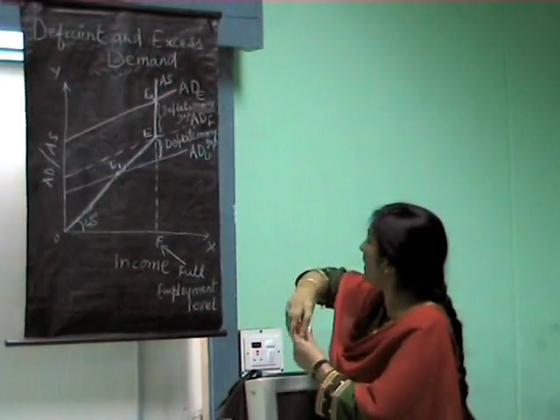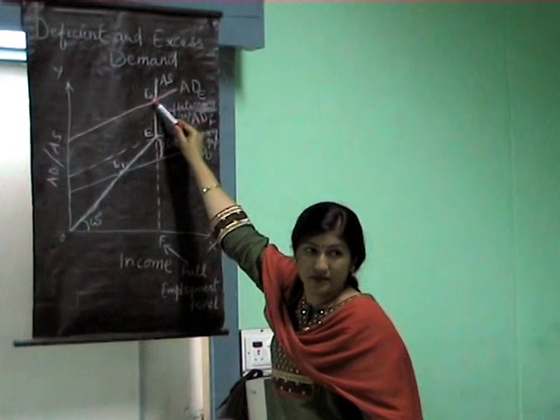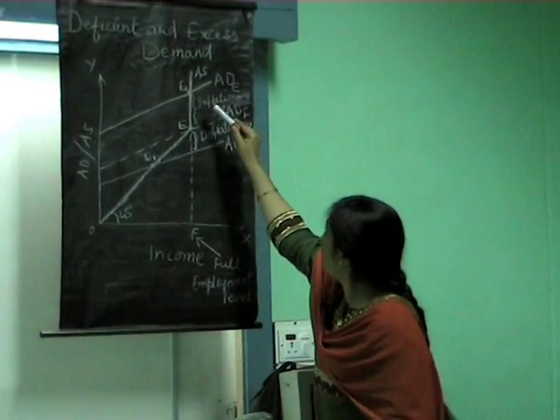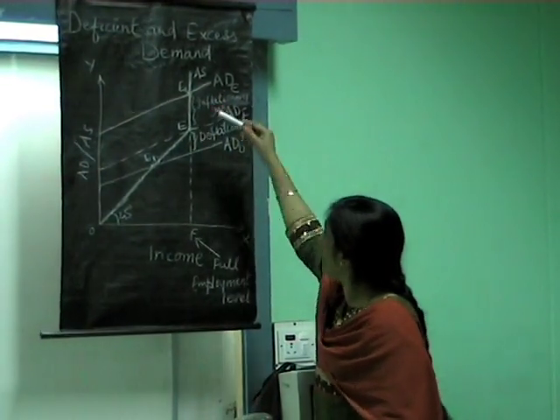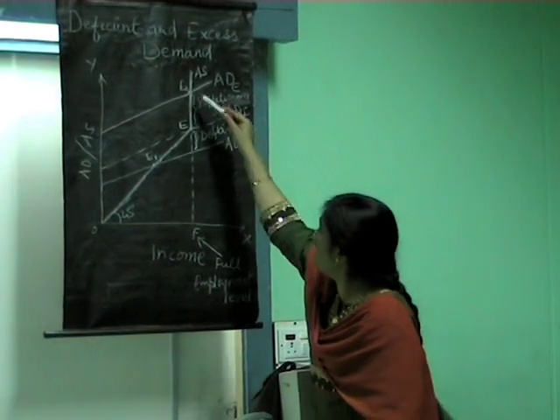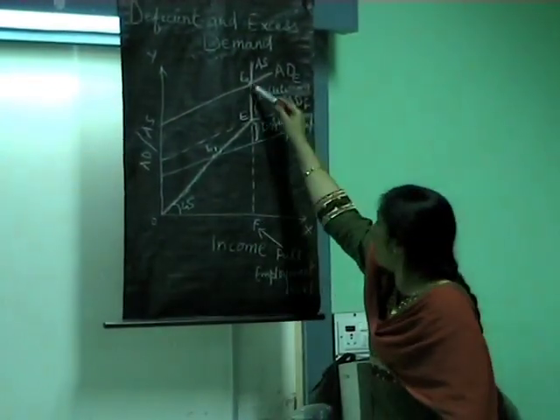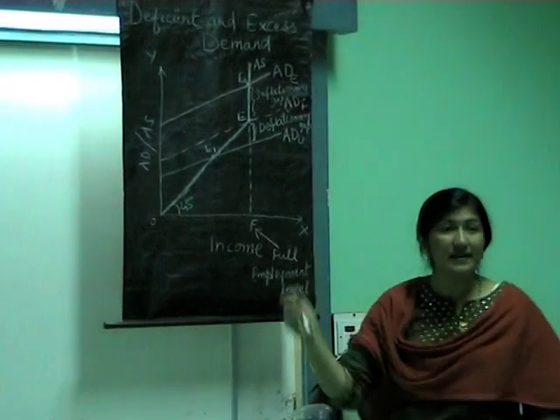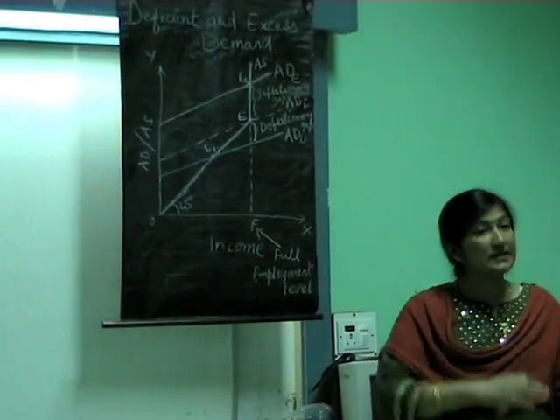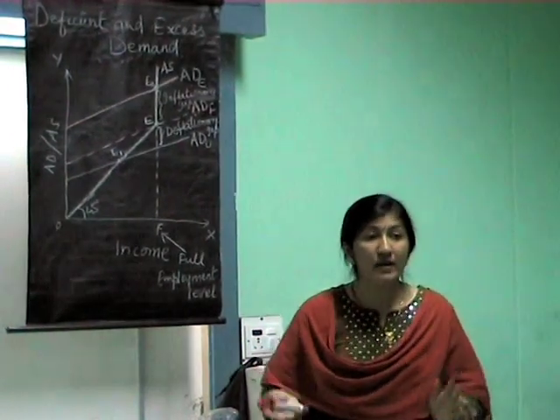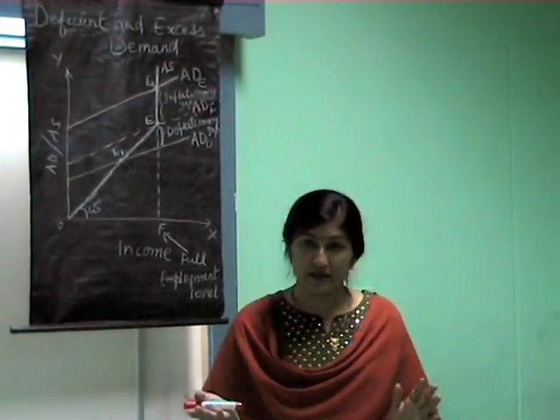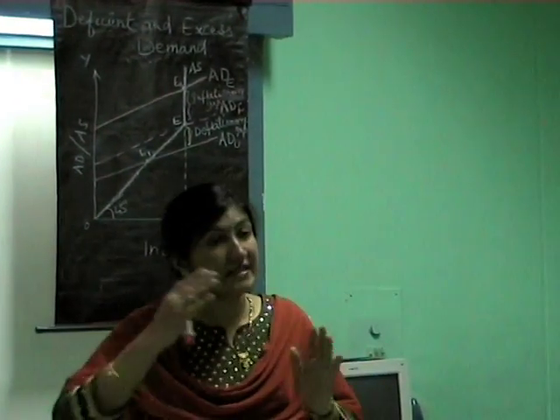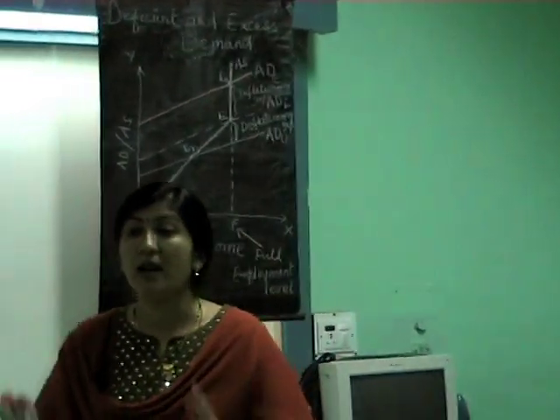Okay. So we have the AD and AS. Now what is happening? From here, this is the demand curve. From here till here, the distance represents aggregate demand, and this is aggregate supply. From E2 to F, it is aggregate demand, and from E to F it is aggregate supply. So demand is exceeding supply, and that's why a situation of excess demand follows. Excess demand is a situation where aggregate demand exceeds aggregate supply at full employment level.